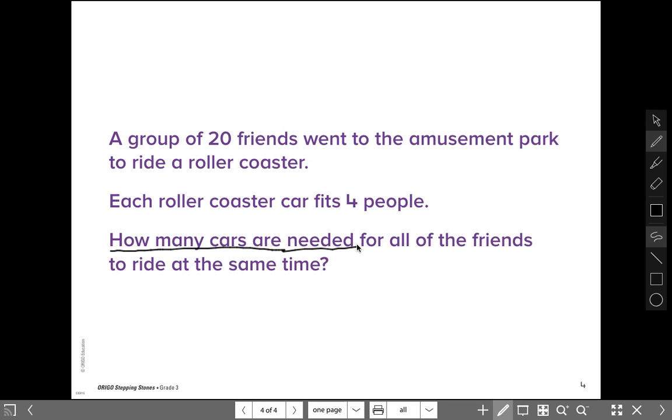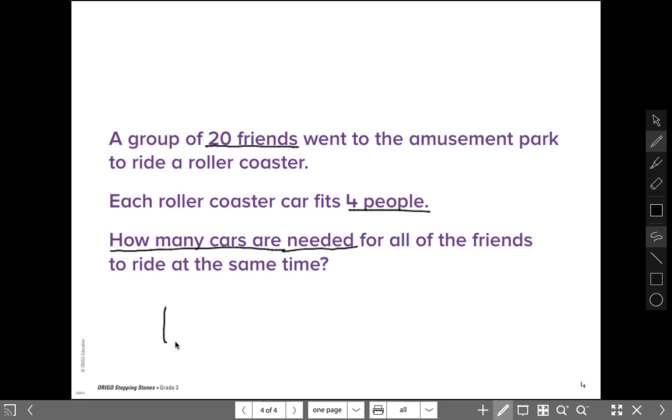This time I'm just showing you underlining. Lucely, how many friends went? 20. Okay. And how many people can fit in each car, Angelo? Lisa, how many people fit in each roller coaster car? 4. Okay. So, again, each roller coaster car fits 4 people. So my plan this time is I'm going to draw a picture again because, you know, I like roller coasters.